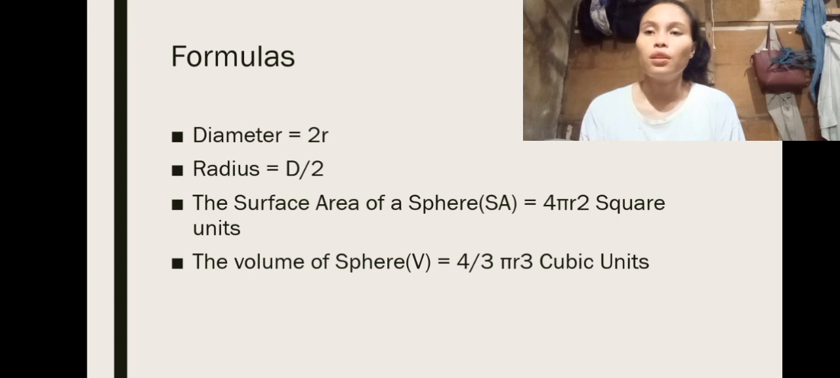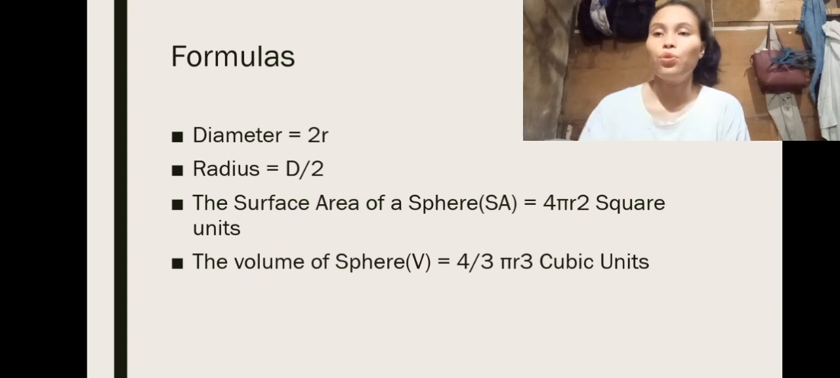The diameter is 2 times r, the radius. When we find the radius, it is diameter over 2. Then the surface area of a sphere is 4 times pi times r squared, in square units. The volume of a sphere is 4 over 3 times pi times r cubed, in cubic units.